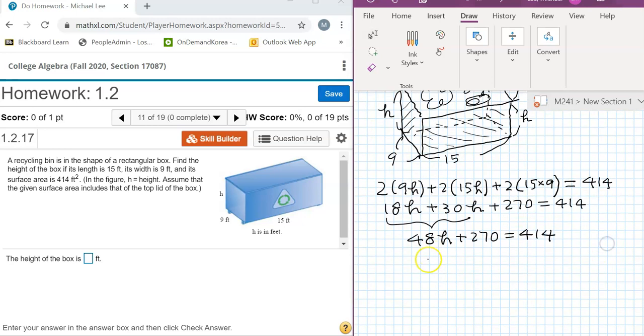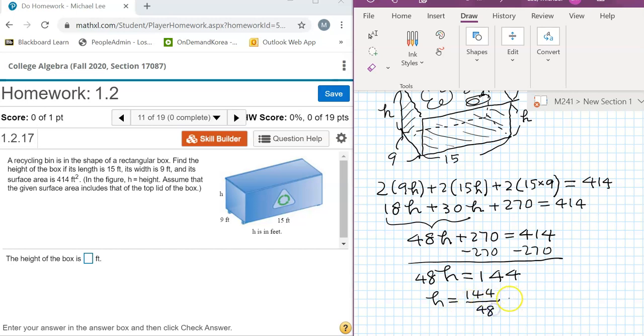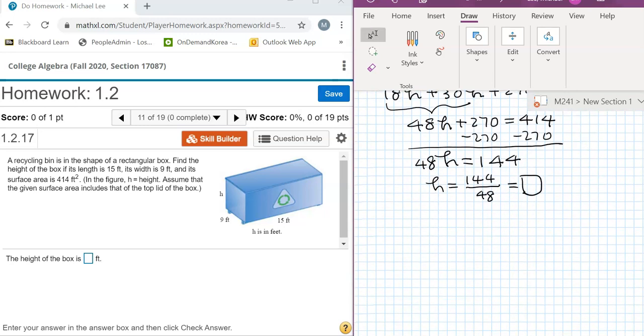Okay, so you subtract 270, and 48h equals, so this is a 4, and I believe 4, and it is 144. Okay, so what is h? 144 divided by 48. You do it. That is number 11. And then number 12.